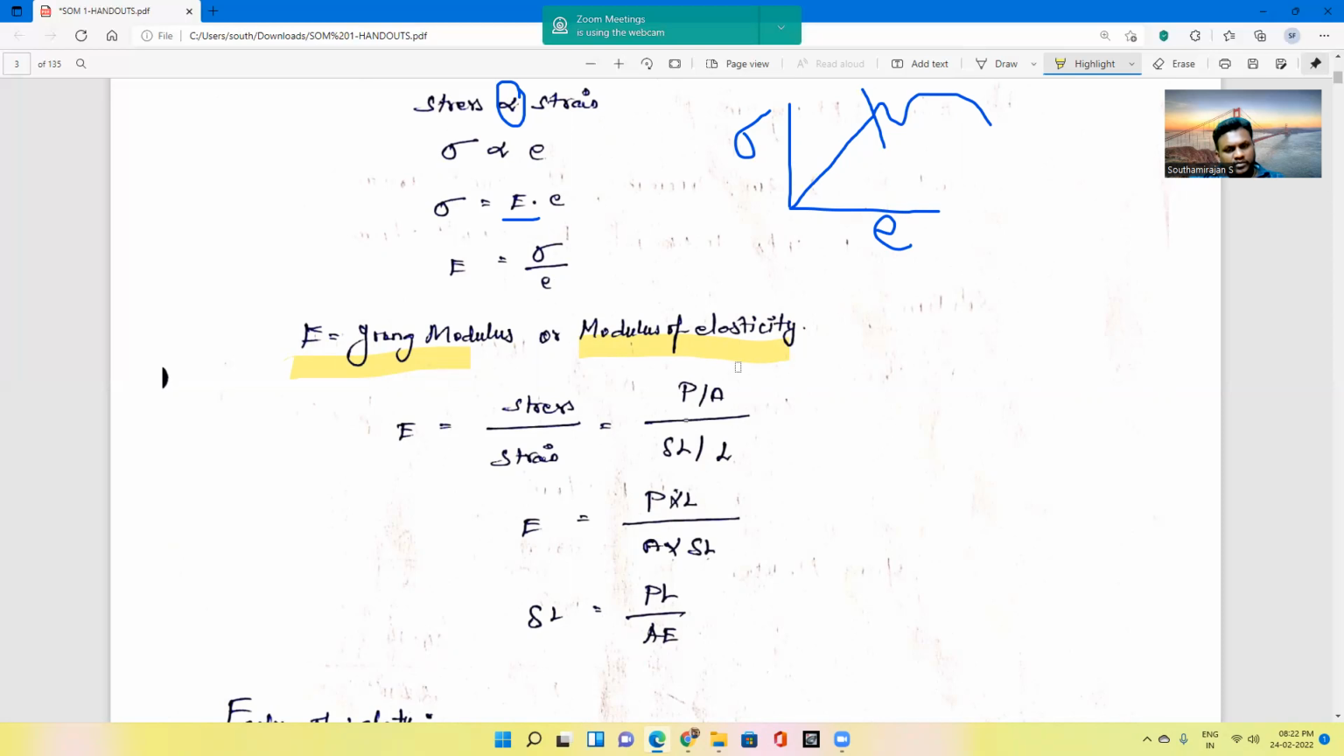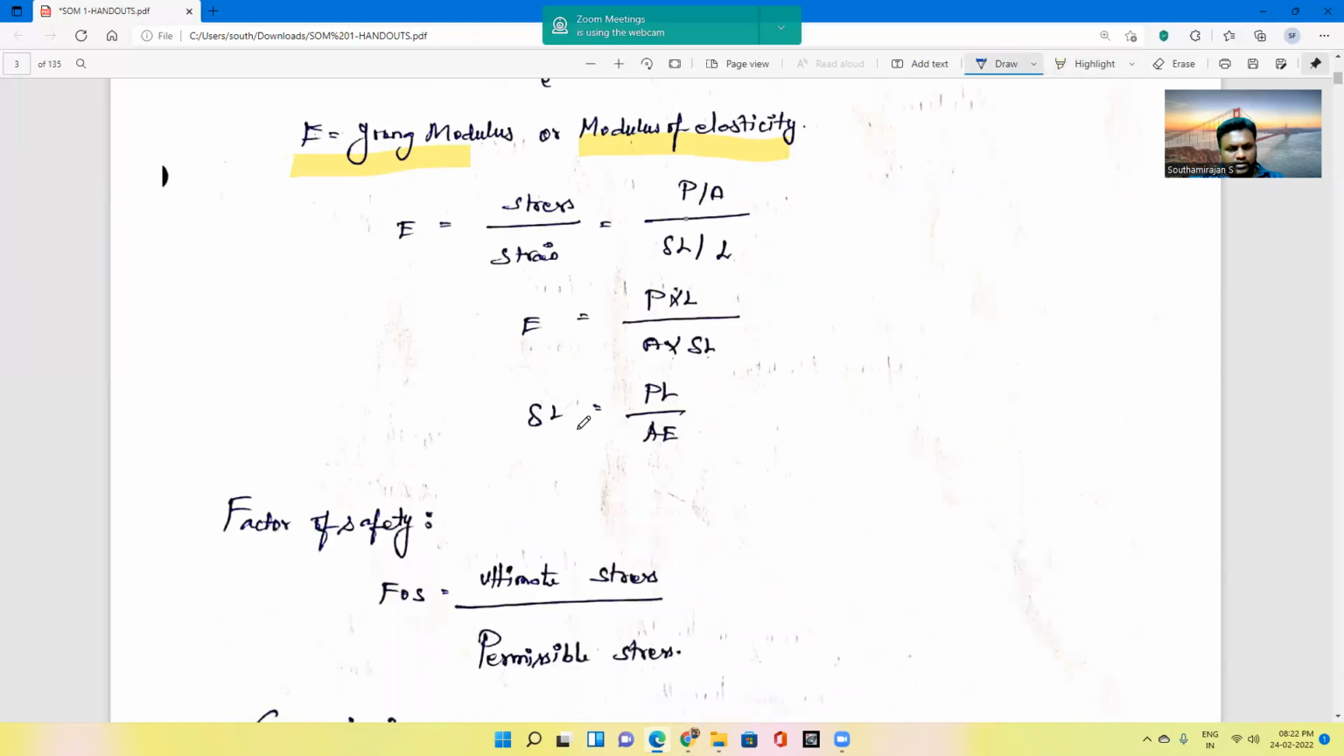By the same relationship we arrive at a formula: Young's modulus equals stress by strain, where stress is load by area, and strain is change in length by original length. By simplification, we obtain that the change in length, delta L, equals PL by AE.